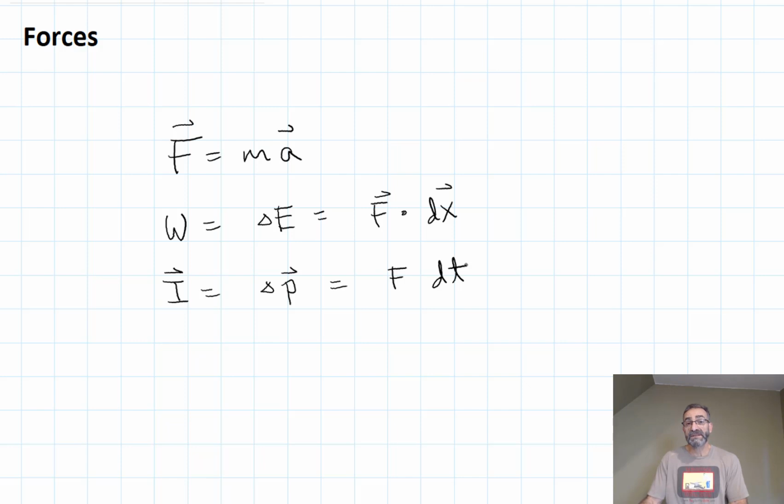So forces can cause changes in motion, or we call that acceleration. That leads to our kinematics equations. They can change the energy of our system. We can calculate that through the work done. And they can change the momentum of an object. We can calculate that through the impulse.